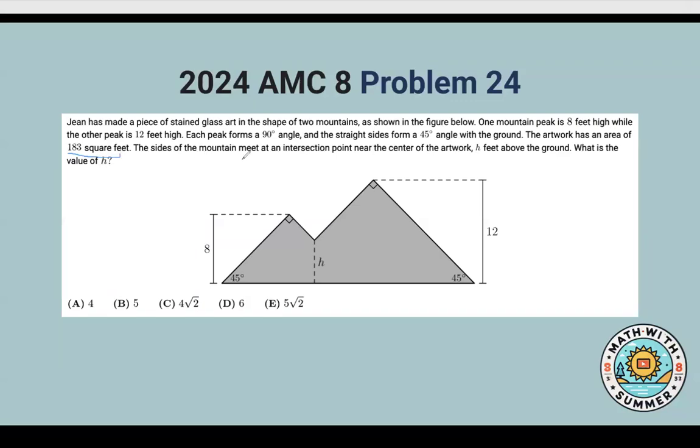The sides of the mountain meet at an intersection point near the center of the artwork, h feet above the ground. What is the value of h? Now, this may seem a little bit complicated at first, and you might be tempted to try to find the area by cutting this into pieces and finding each individual piece's area. It's difficult to find the area of this wonky looking polygon without cutting it, since we don't have a standard formula for this kind of polygon.